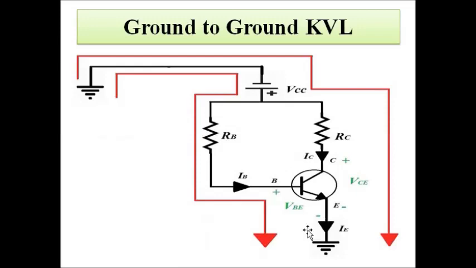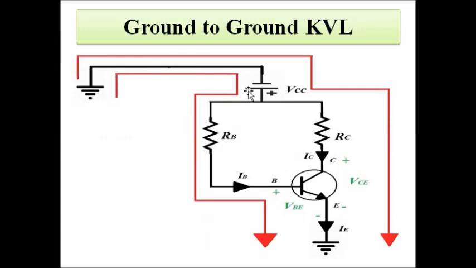So here there are two loops, the base emitter loop and the collector emitter loop, which means there will be two KVL equations. Here the ground to ground KVL is applied from this ground to this ground. The KVL equation will use the second sign dominating method. You know, my style is always the second sign dominating method, which I have discussed in the KVL basics part 1 video. So please check out that video.